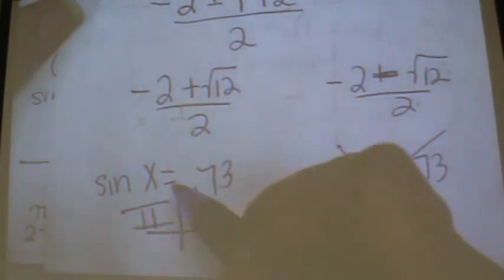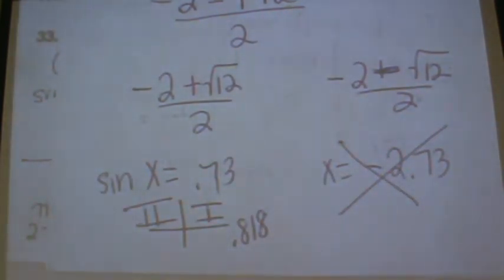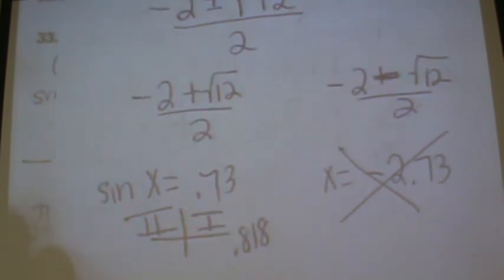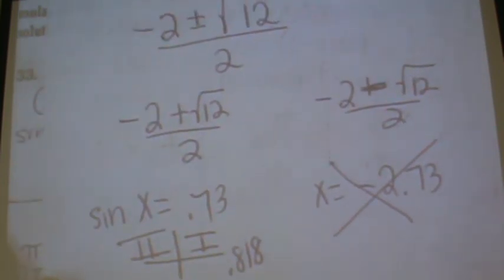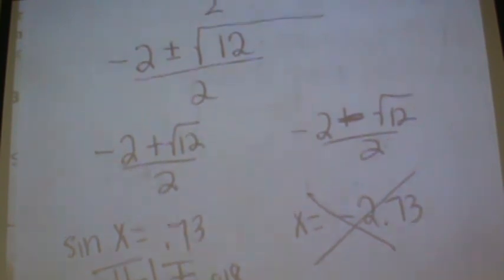So when you can't factor it, you have to do the quadratic formula to come up with the x values before you can figure out the inverse sine, the angle whose ratio is whatever that is. Does anybody have any questions?